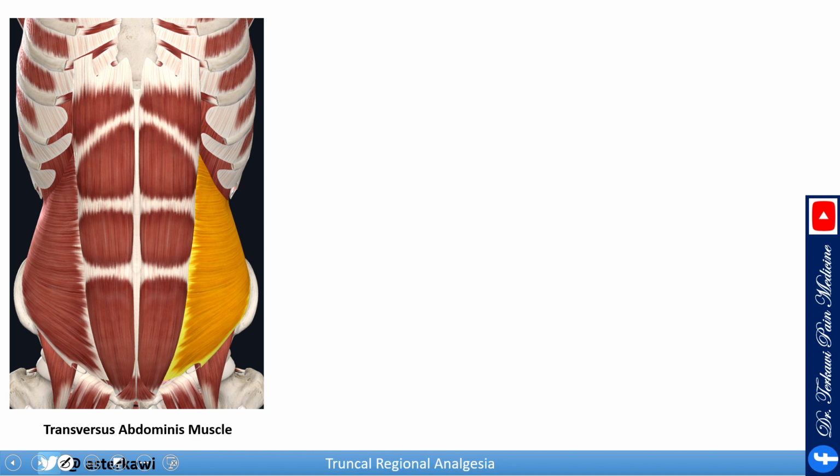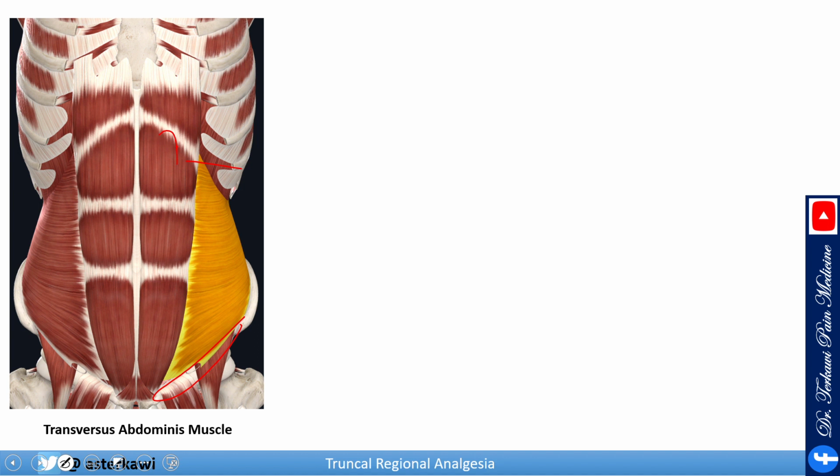So the first muscle is the transversus abdominis, which originates from the 7th to the 12th costal cartilage, and also from the thoracolumbar fascia. It also originates from the iliac crest, anterior superior iliac spine, and iliopsoas fossa, inferiorly obviously, and it travels medially and inserts in the linea alba and the pubic crest.